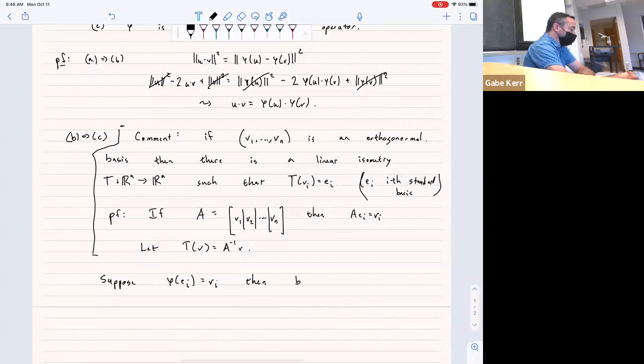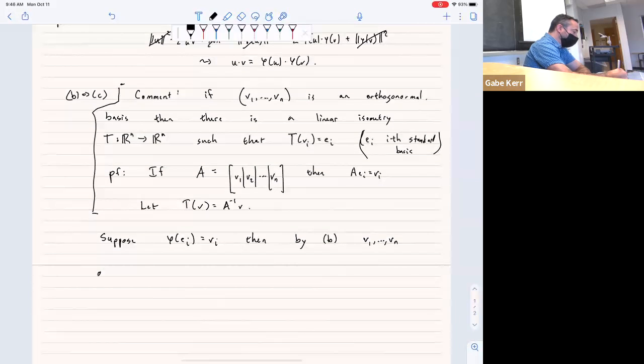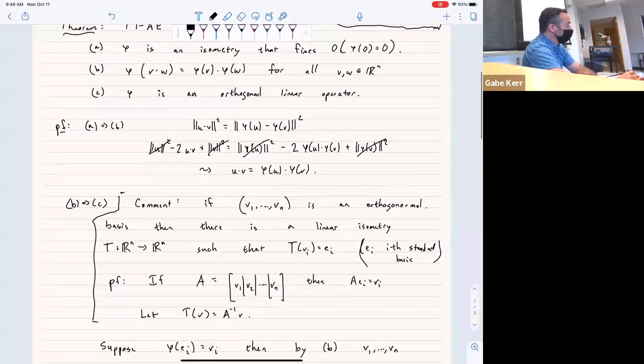And by B, remember we're assuming B and want to conclude C, B1 through Bn are orthonormal vectors. See that? Because E1 through En are pairwise orthogonal and they're unit vectors, and phi preserves the dot product by B. So that means that these will also have unit norm and they will also be orthogonal.